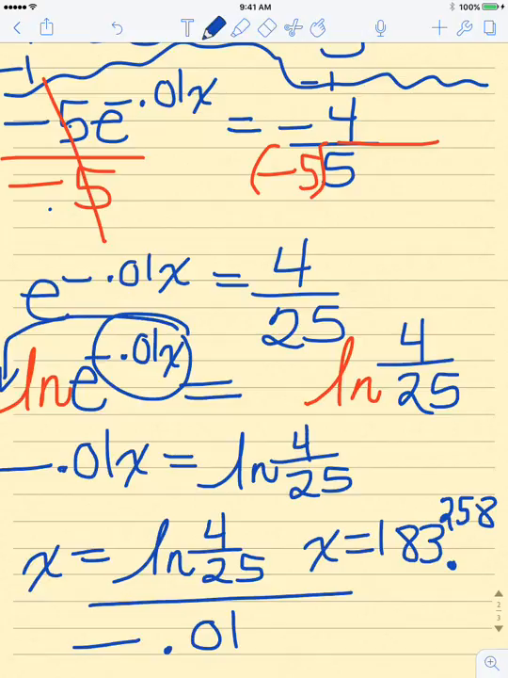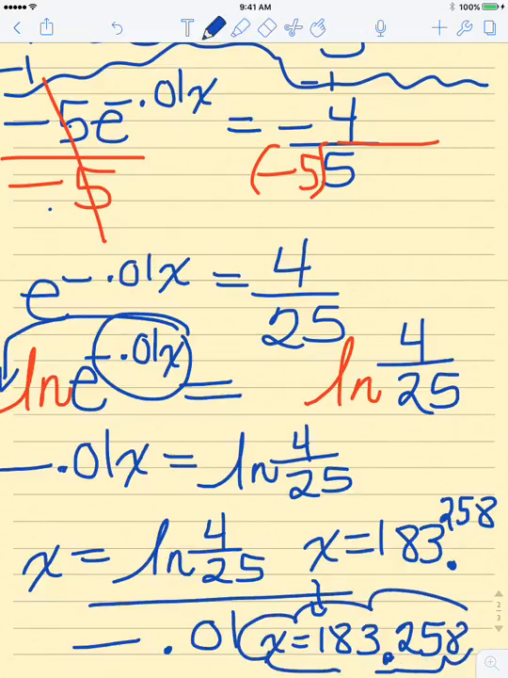So just make sure on your calculator that you're entering it correctly. Let me just write that down here. I have more room. x equals 183.258. And that's your final answer for number 79.